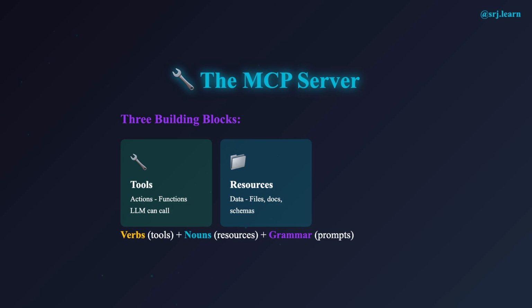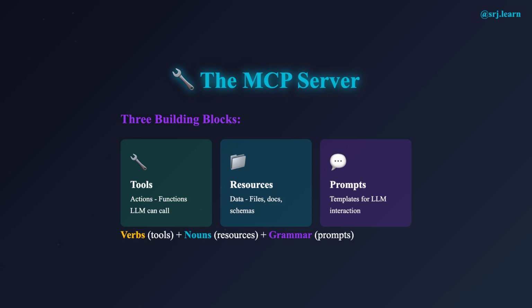Second, resources. Resources are data sources that provide context to the LLM. Think of documents, log files, database records, configuration files, or API responses. Resources can be static files or dynamically generated data. The key is they give the LLM access to information beyond its training data.